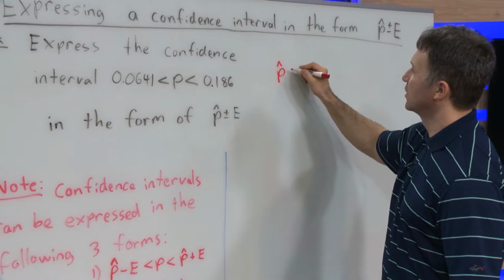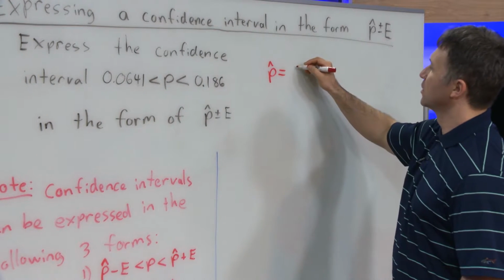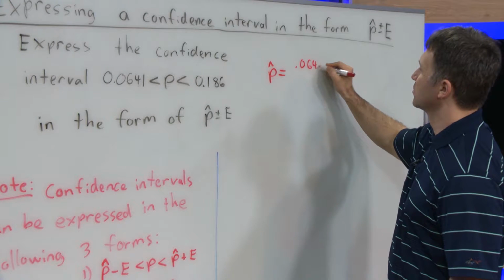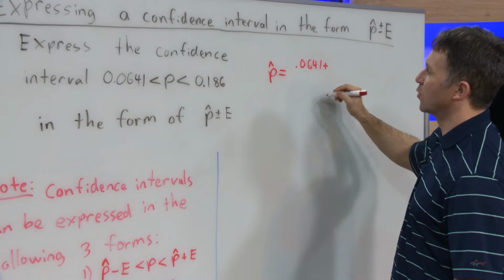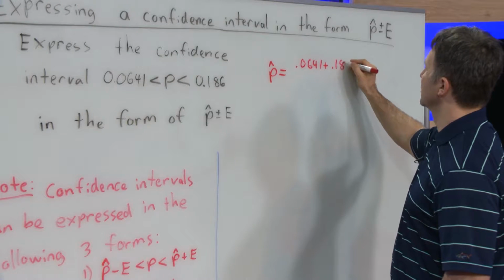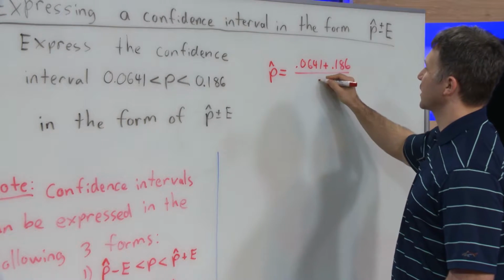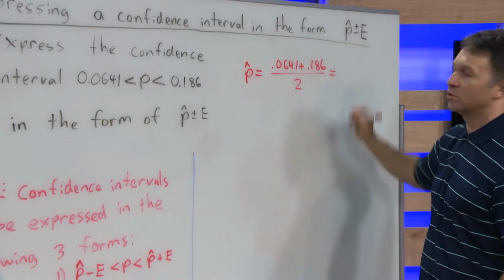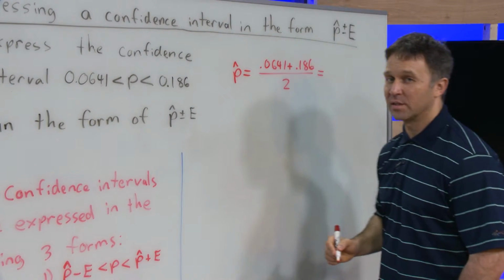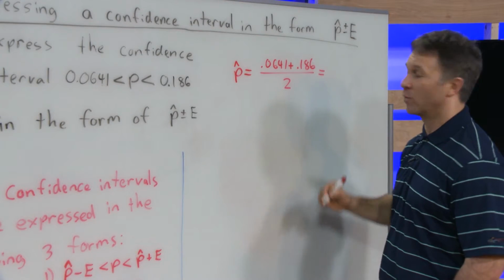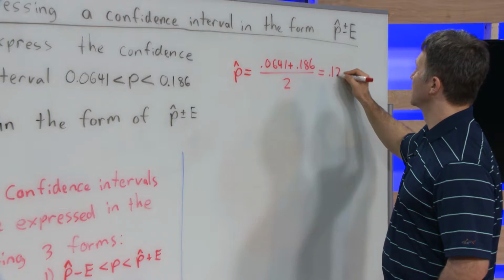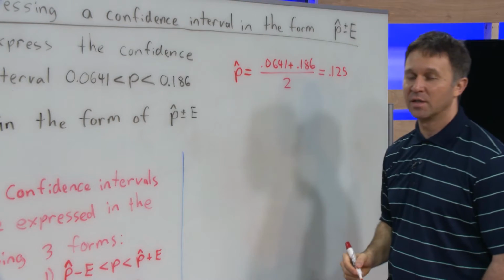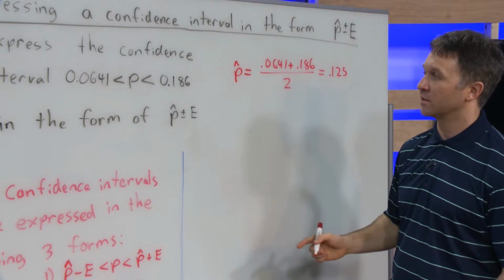P hat equals 0.0641 plus 0.186 divided by 2, because p hat is right in the middle of those two values. And if we add them and divide by 2 and then round to three significant figures, we're going to get 0.125. Okay, so we found p hat. P hat is 0.125. Now we have to find e, the error.